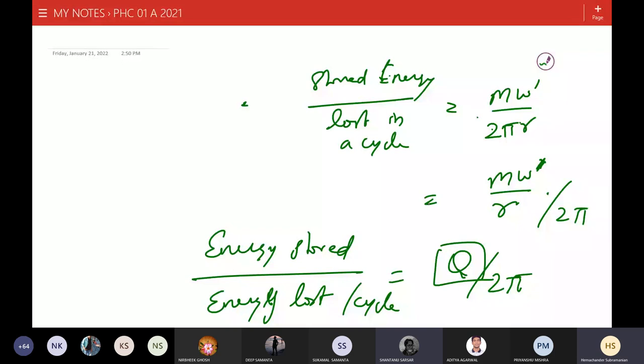Okay, it's all related to how energy is dissipated in the system. If the energy is not dissipated too fast, then the Q factor is high. If the energy is dissipated too much, then the Q factor is low. That's it. So since you're dealing with machines that do repeated things.